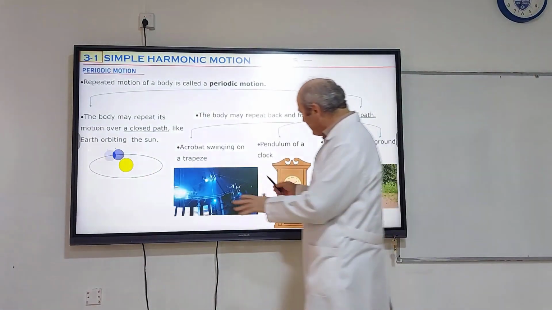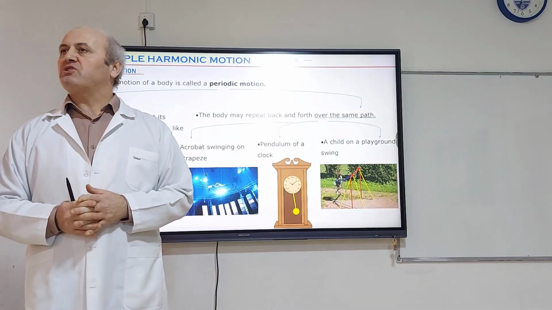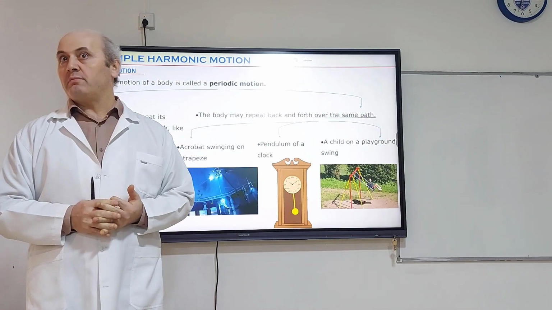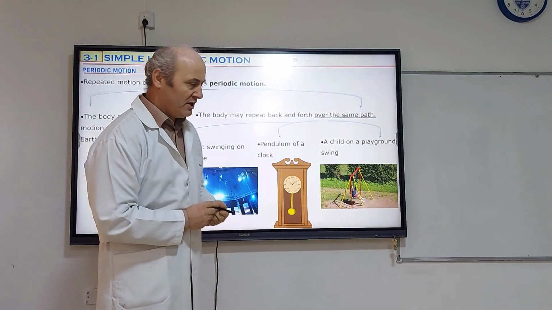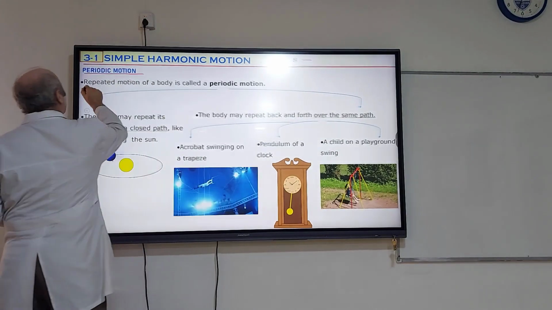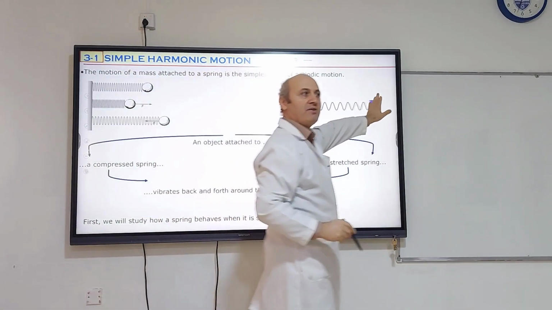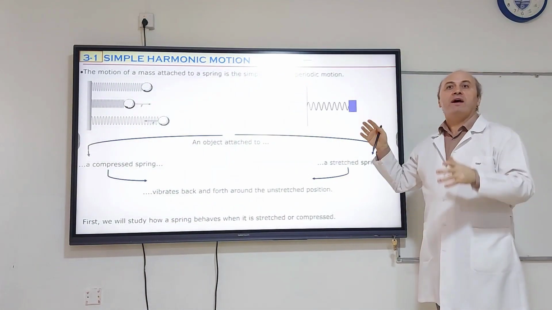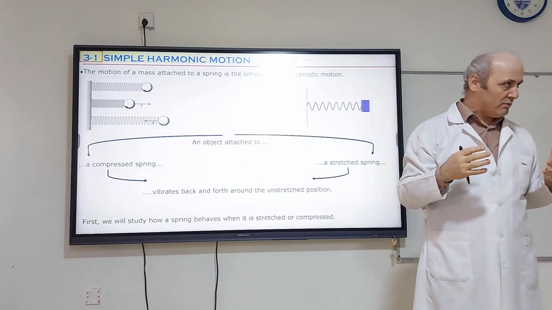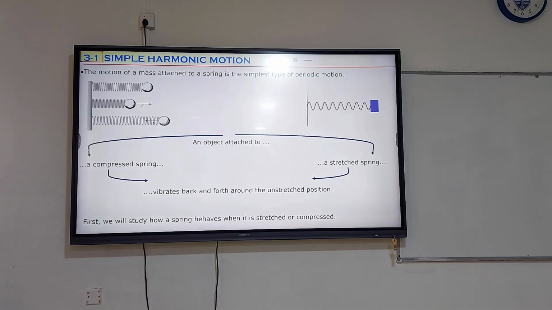To understand the characteristics of these periodic motions, we are going to study the simplest type of periodic motion, which is the motion of an object attached to a spring. The motion of an object attached to a spring is also a periodic motion. As you see, this mass is vibrating back and forth in equal time intervals. So this vibration is a periodic motion.